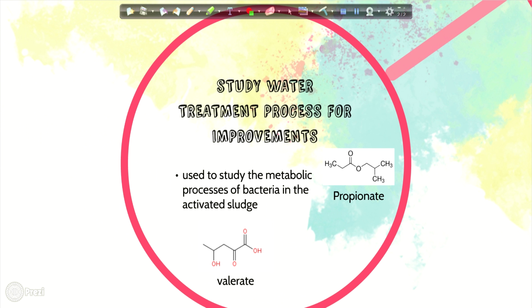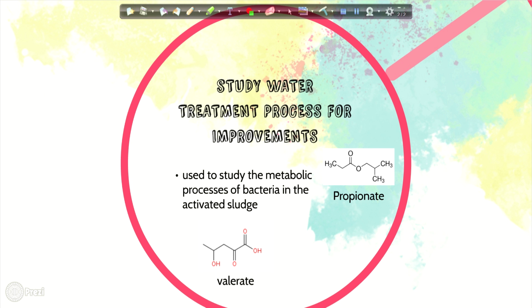13C NMR can also be used to gain a better understanding of the treatment process and therefore enable us to make improvements. For example, it is used to study the metabolic processes of bacteria in the activated sludge. 13C labeled propionate is broken down by bacteria through products like valerate. This is studied to understand how organic matter is degraded through different cycles to figure out ways to improve efficiency. This is important for the safe recycling and disposal of organic waste after the effluent is collected.